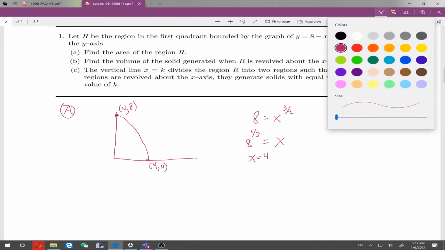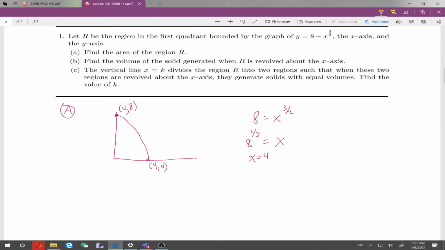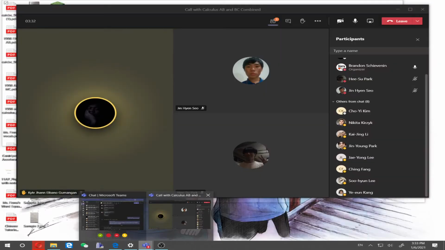Okay, somewhere on the inside we've got region R. I want to find the area of region R first. What do I need to do to get this area? Okay, let's go ahead and start with Kyle.